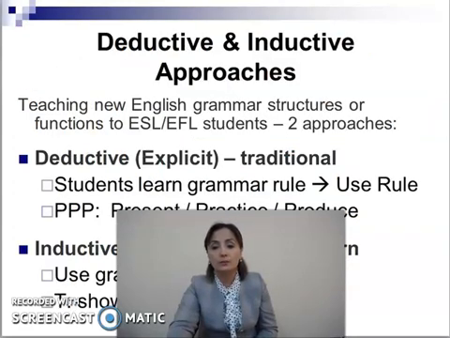Deductive and inductive approaches. Deductive, explicit, or the so-called traditional method: students learn the grammar rule in it and use the rule. So present, practice, and produce. It is called PPP in abbreviation. Inductive, implicit, or more modern: use a grammar rule, learn the rule. In this, the teacher shows examples, students discover the rule.